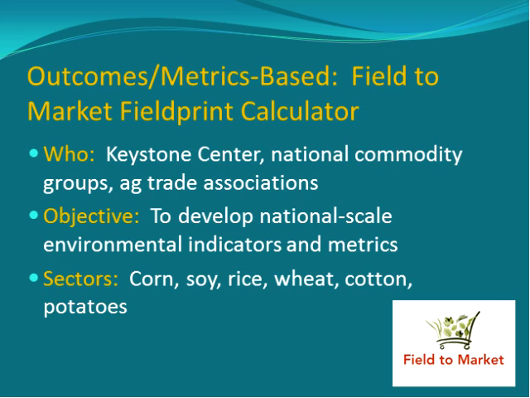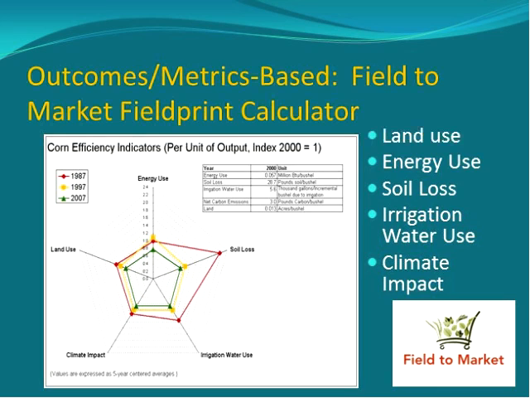So the first example of an outcomes-based tool that I'll be talking about is the Field to Market Fieldprint Calculator. This was developed by the Keystone Center, which is a group that's based in Keystone, Colorado, several national commodity groups, and then numerous ag trade associations. And they wanted to develop a national scale environmental indicator and metrics program. So right now they have tools for corn, soy, rice, wheat, cotton, and they just recently introduced a tool for potatoes.